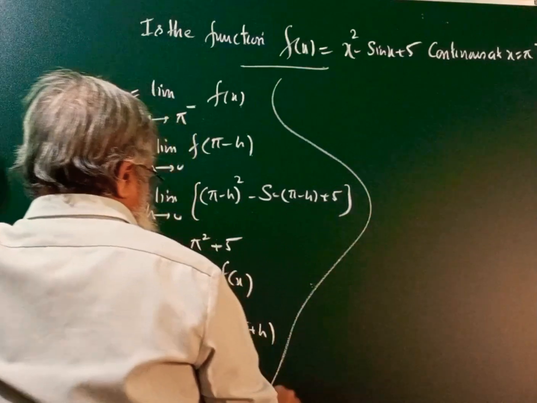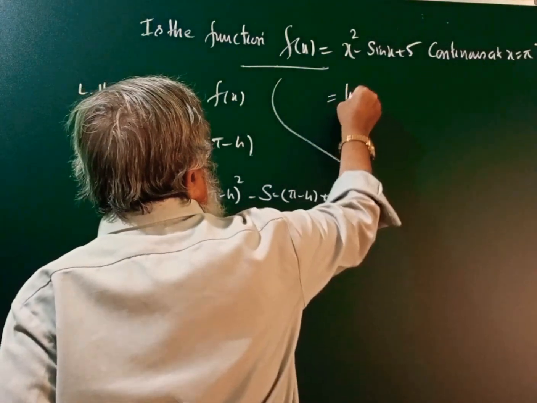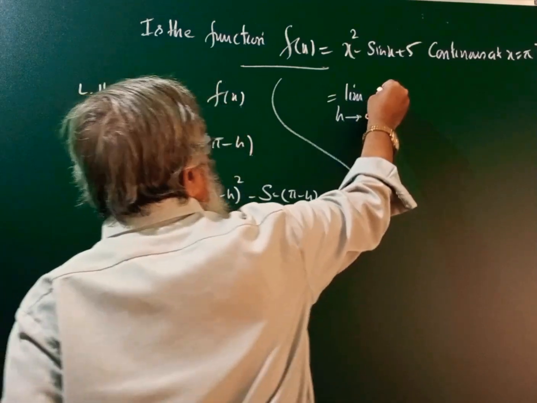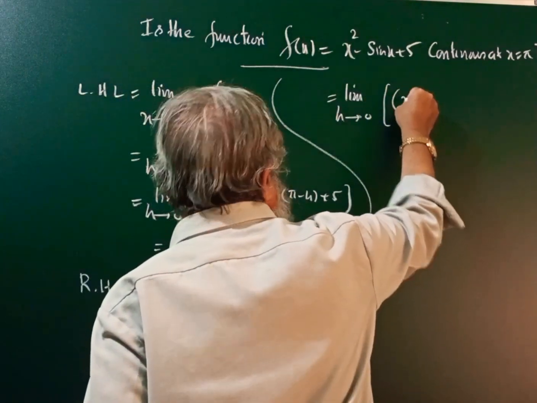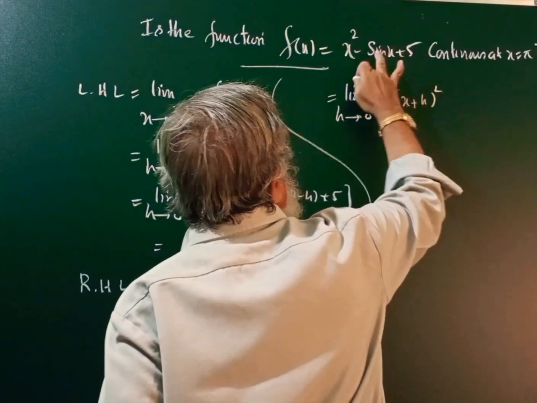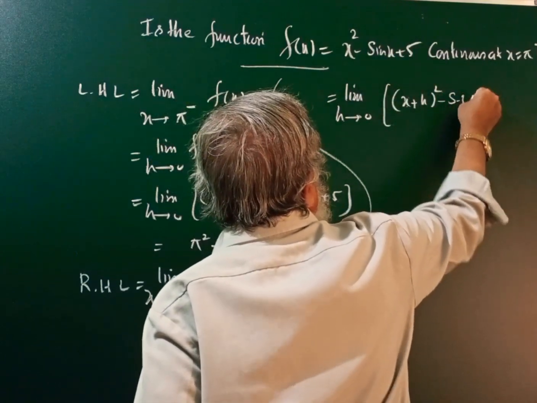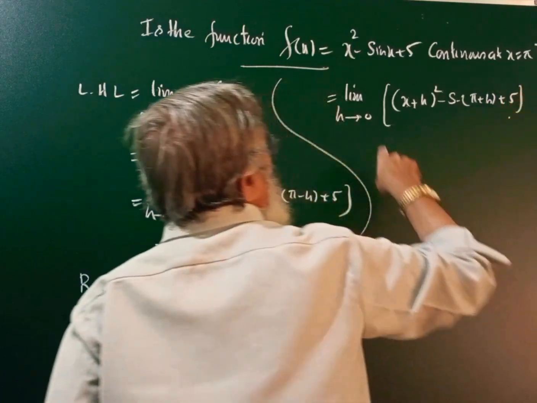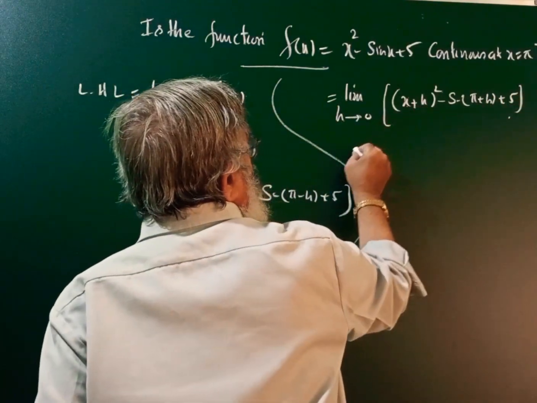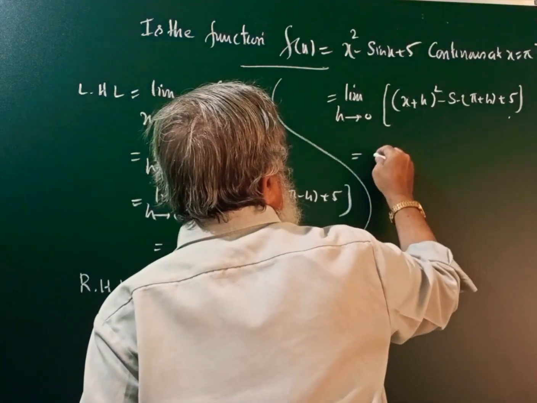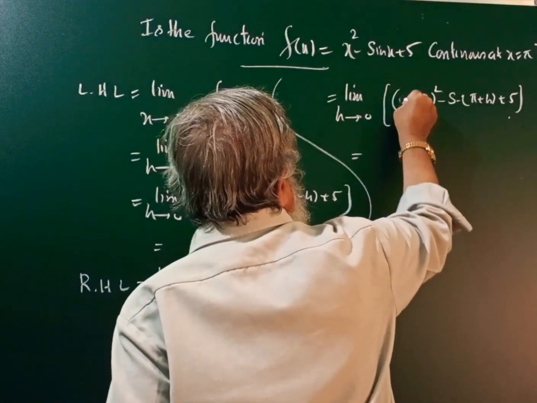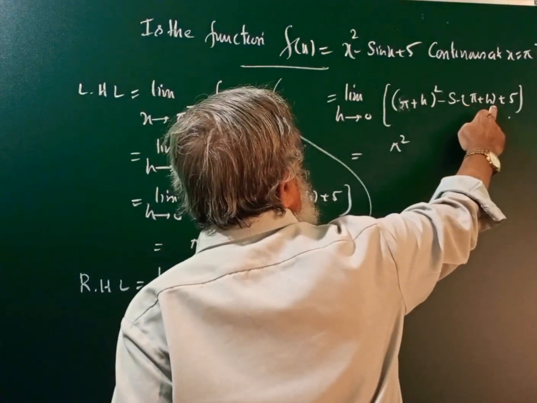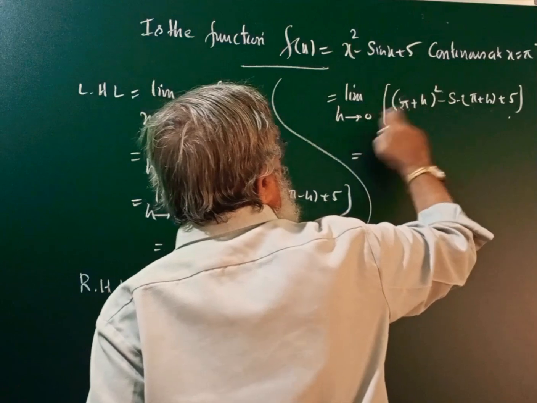Let us write here limit h tends to 0, it is (x plus h) whole square minus sine of (pi plus x) plus 5. Now h tends to 0, it is 0. What you get here, it should be pi, sorry. It should be pi here, pi square, sine (180 plus theta), again sine theta, and sine 0 is 0.